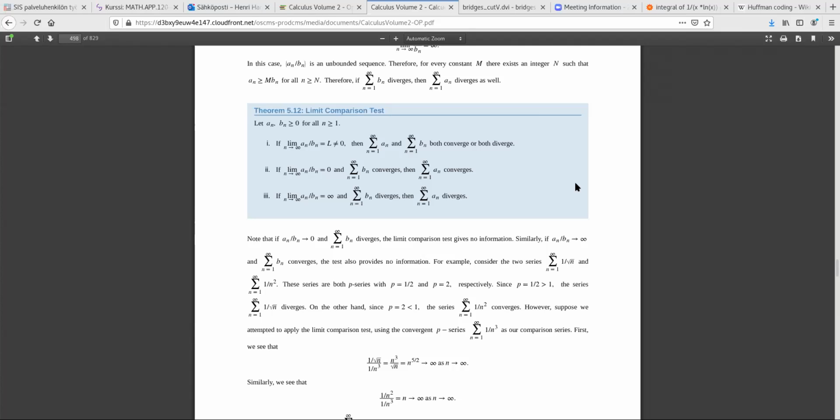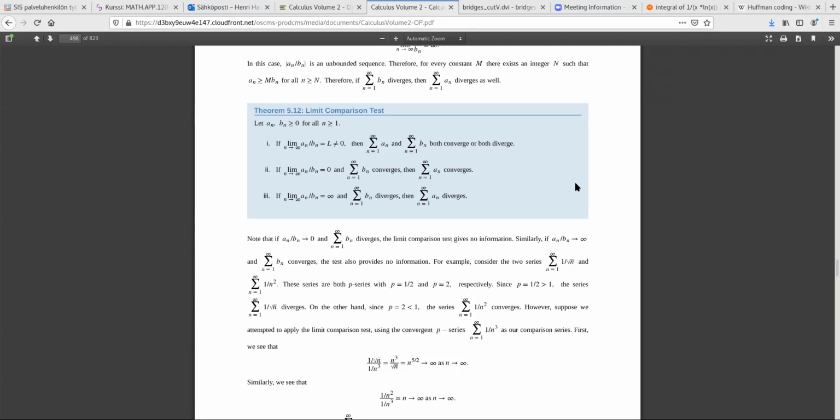So this is basically just a comparison test in some sense, because if the ratio goes towards 0, then obviously the A sequence numbers tend to be a lot smaller than the B sequence numbers. On the other hand, if it goes to infinity, then the A sequence numbers tend to be a lot larger than the B sequence numbers. And if they approach some limit L, which is a constant, a fixed number, not 0, then they are roughly of the same size. The only difference is a factor of L, and then they converge or diverge together.